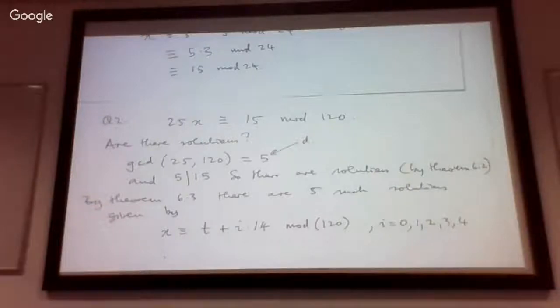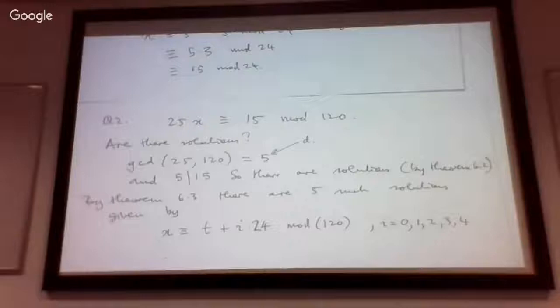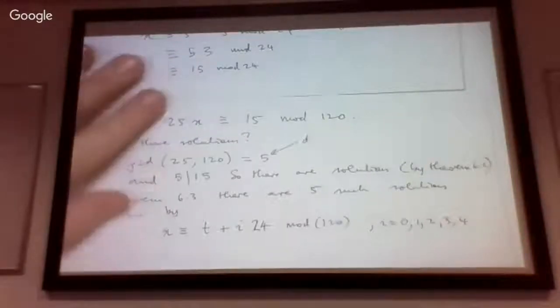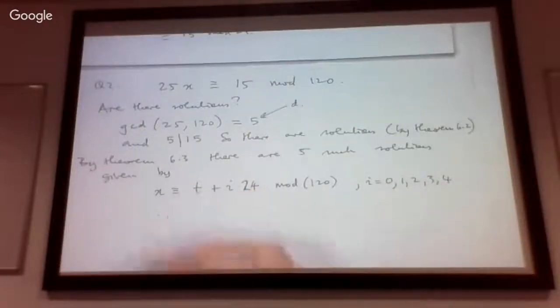Sorry, excuse me, 24. Okay, so those are the solutions. So what is T? We know the possibilities for I, we know 24. What is T?